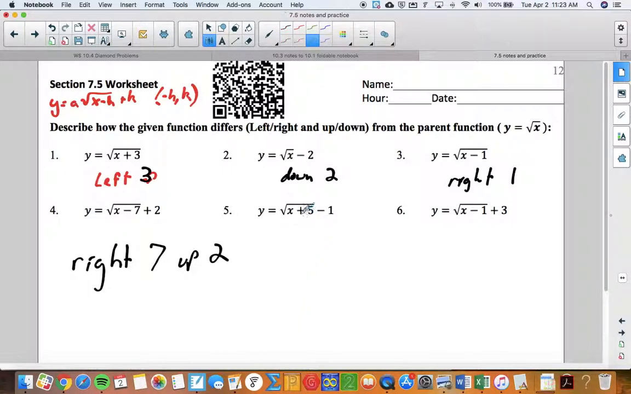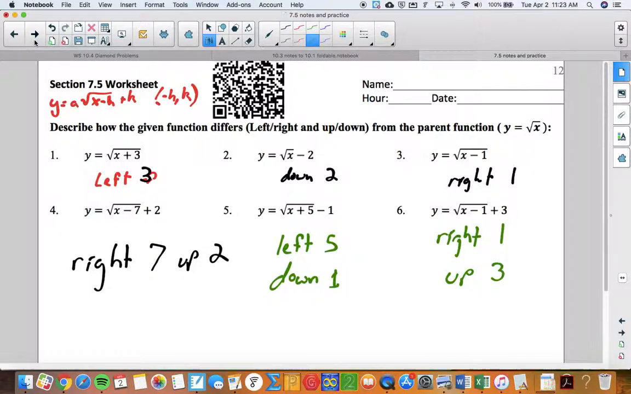Here, inside the square root, it's going to send it to the left 5 and then down 1. This negative 1 inside the square root will send it to the right 1, and the plus 3 outside of the square root sends it up 3.